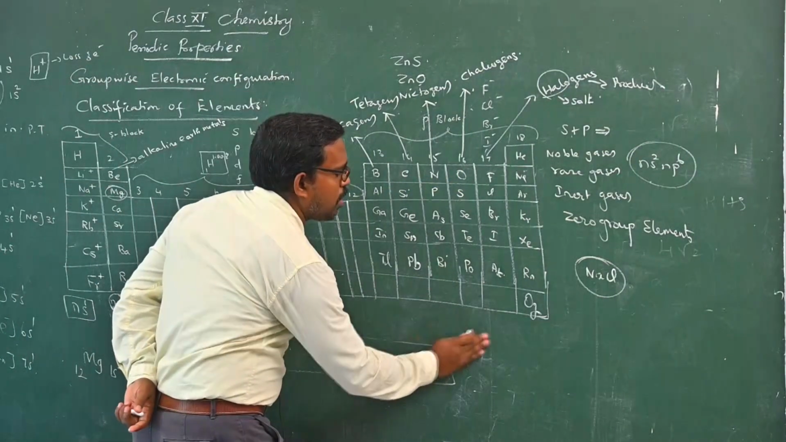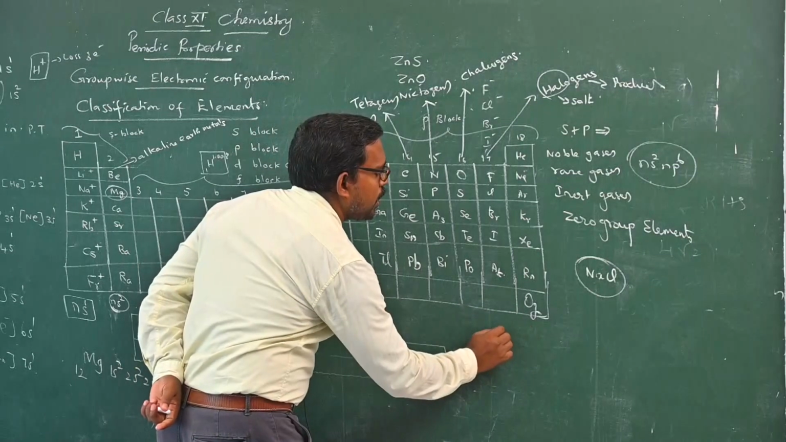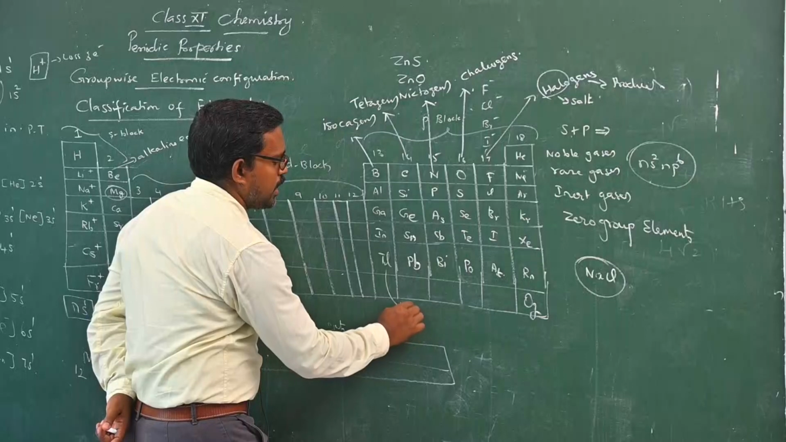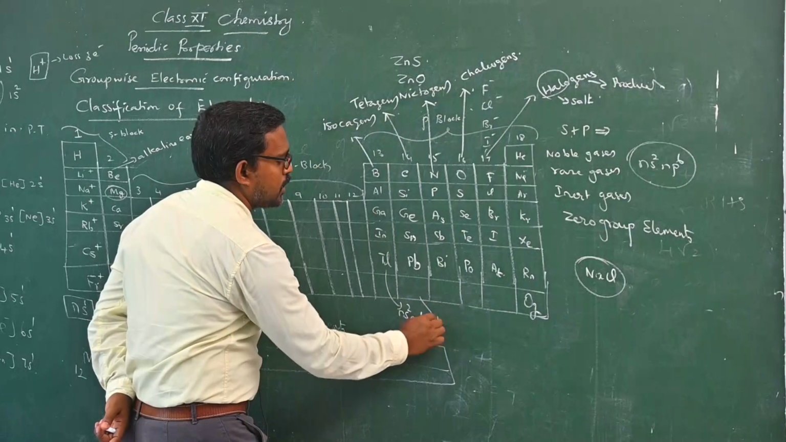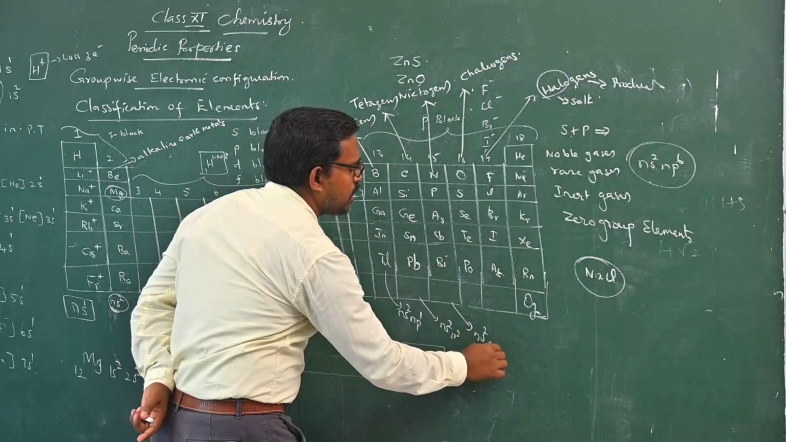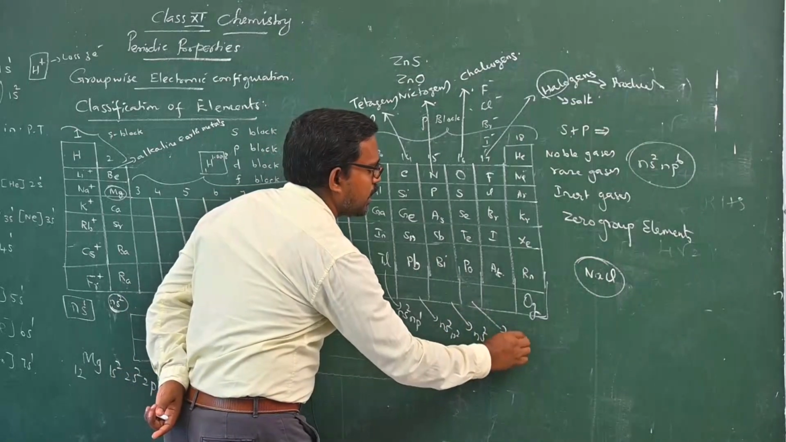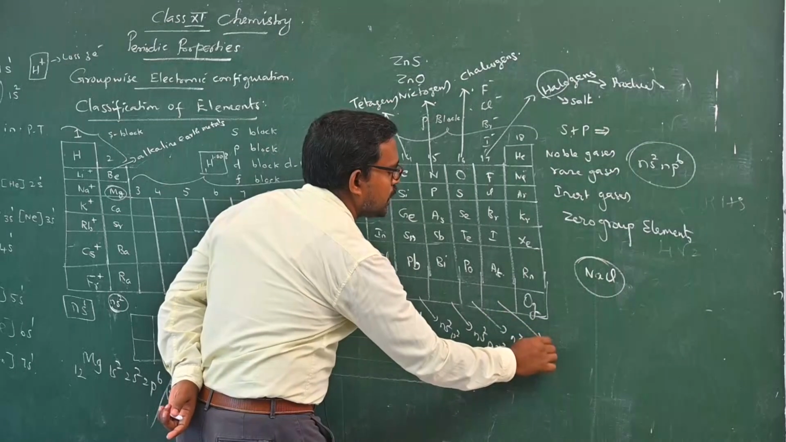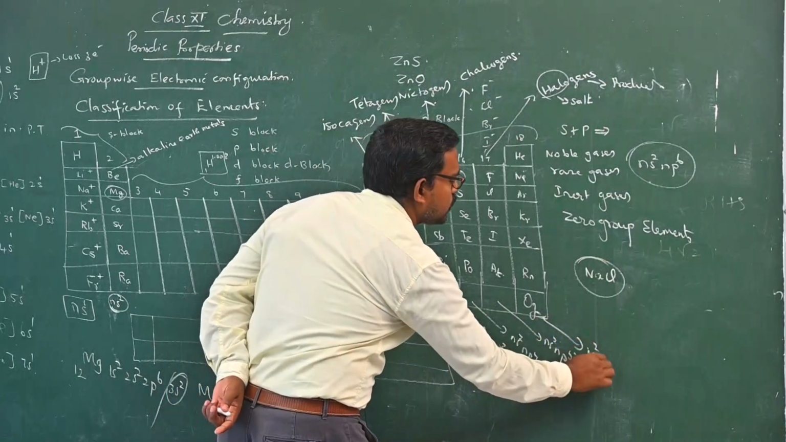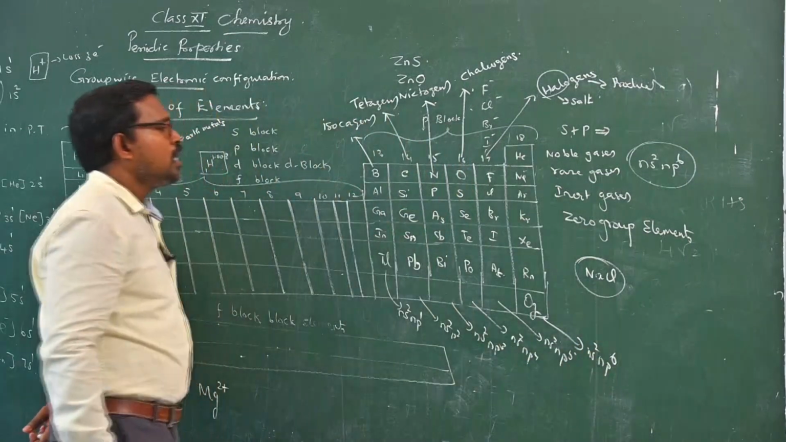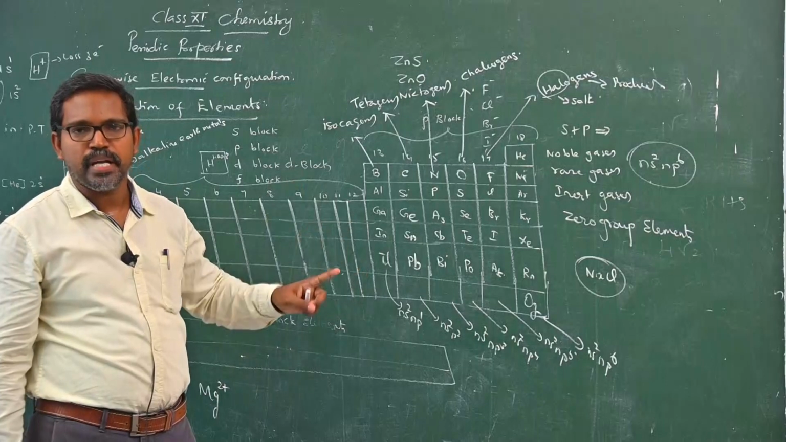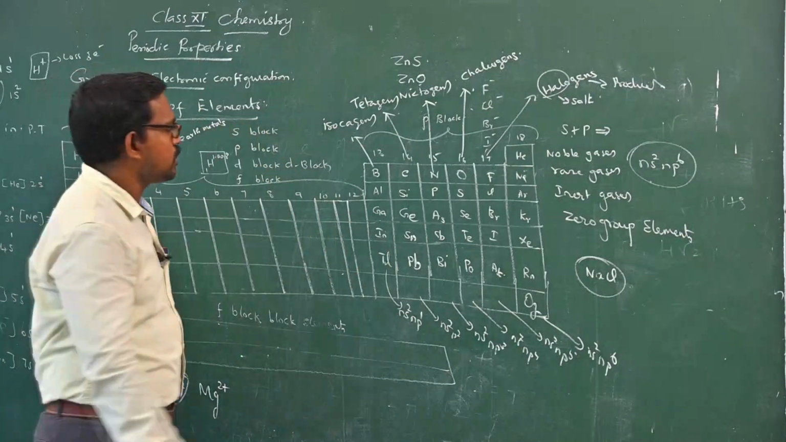Each family shows a characteristic electronic configuration. This family shows ns2np1, ns2np2, ns2np3, ns2np4, ns2np5, ns2np6. These p block elements include metals, non-metals and semi-metals.